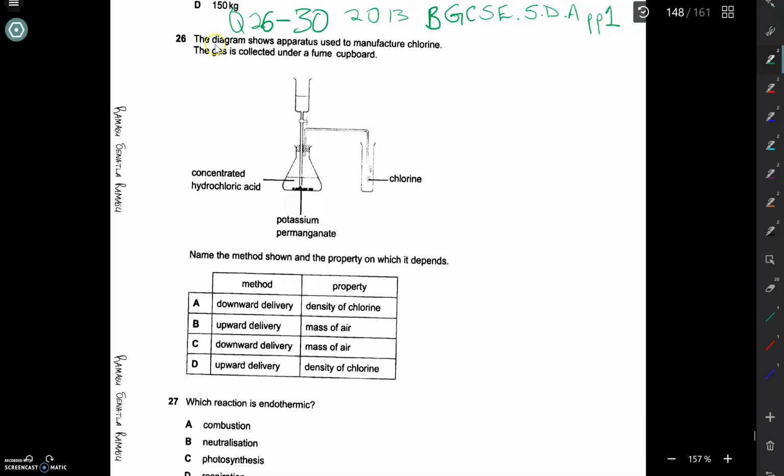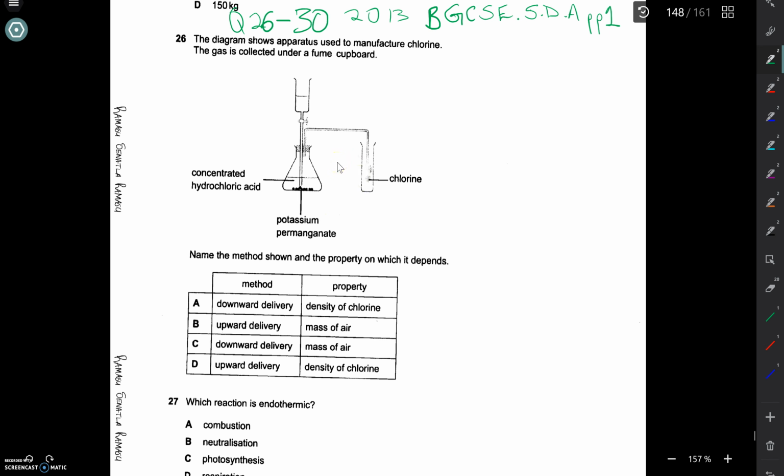Question 26 reads, the diagram shows the apparatus used to manufacture chlorine. The gas is collected over or under a fume cupboard. That's the setup. We have concentrated hydrochloric acid in here with some potassium permanganate, and there's chlorine being collected in the test tube there.